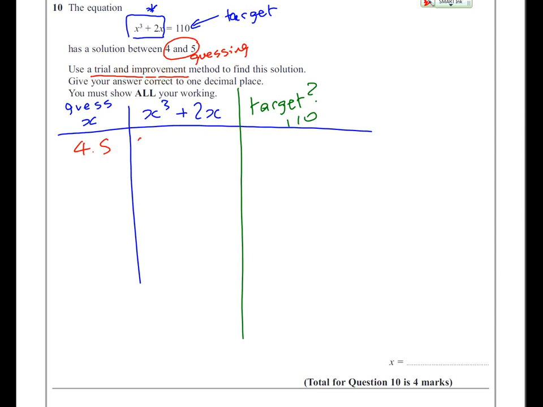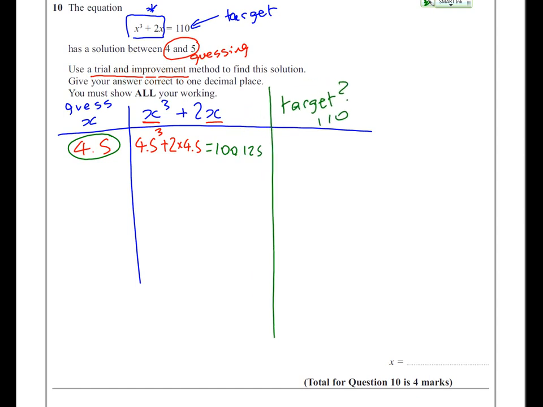On your calculator, 4.5 cubed plus 2 times 4.5. Everywhere you've got x, change it for this value. So I'm going to do this on my calculator now, and you could do the same. So 4.5 cubed plus 2 times 4.5. Don't clear your screen because I'll tell you how to use that again. You get the answer of 100.125, which is too low.